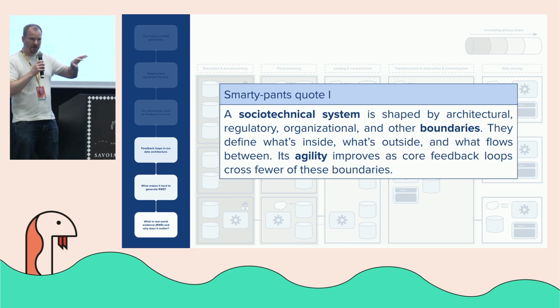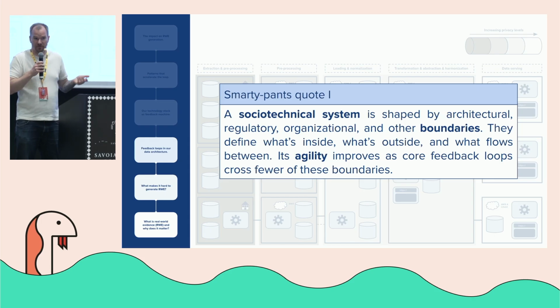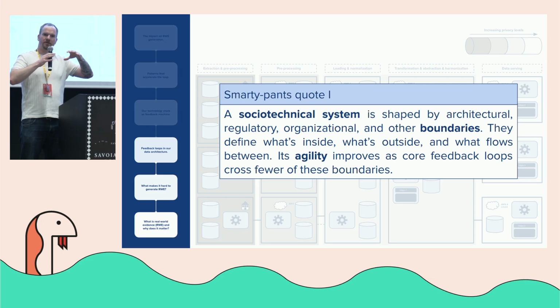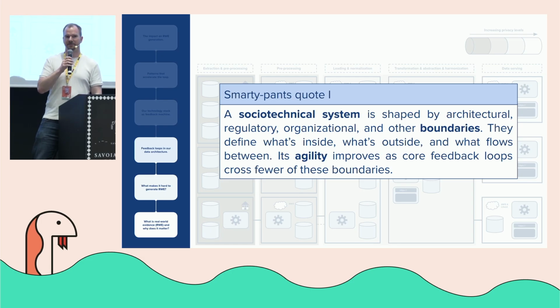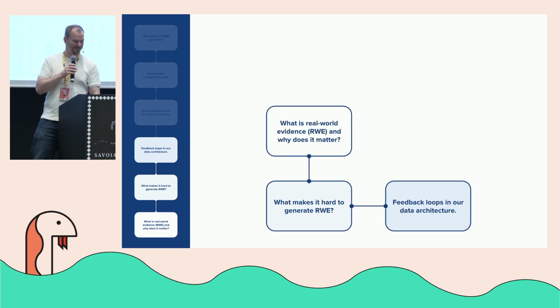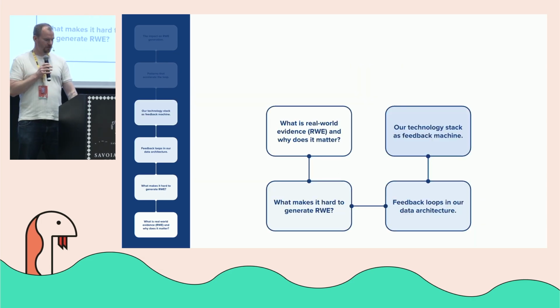With regulations, team structures, and technical architecture, you introduce all kinds of boundaries, and boundaries slow down feedback. So I would say you can improve the agility of such a system by trying to design your core feedback loops in such a way that they don't cross so many boundaries. I have a second SmartyPants quote later, but that was my first. So these are my thoughts about feedback loops.